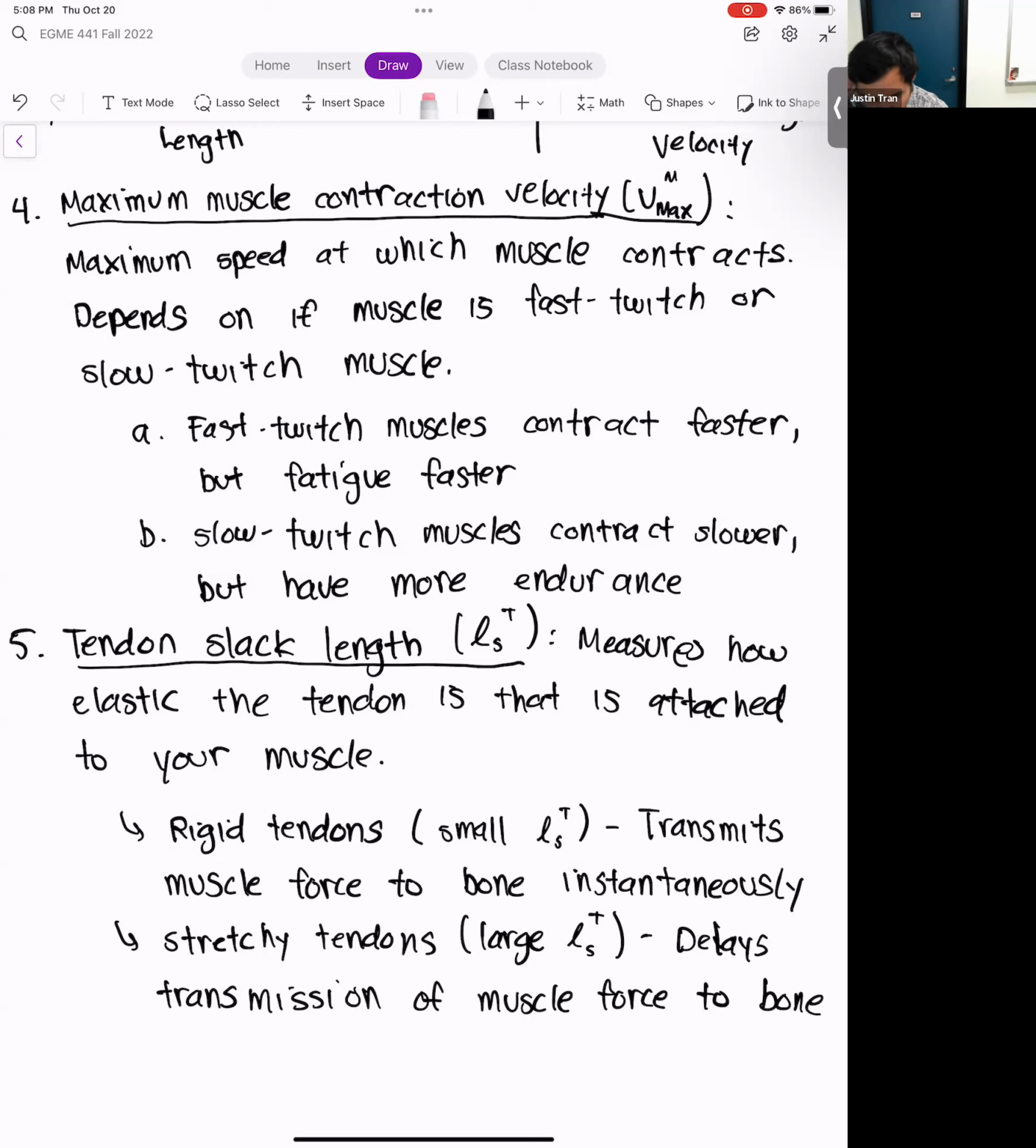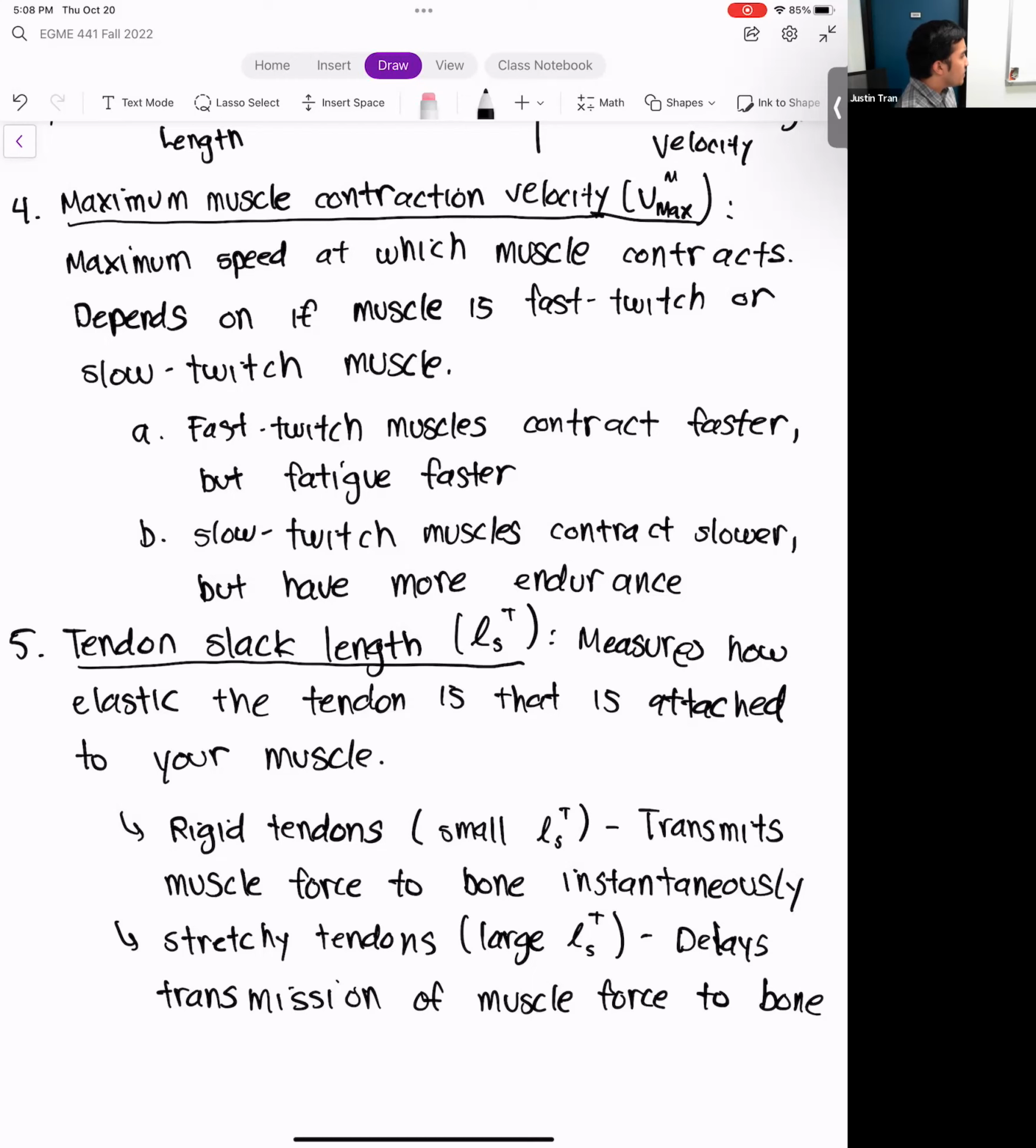Okay. And so what we can say is that it's going to delay the transmission of that muscle force to the bone. Okay. And so I think the best analogy that I can come up with for this is, imagine that you are trying to pull, let's just say, an office chair. Okay. So let's say that you have a rolling chair and you want to pull it. Okay. But you can't pull directly onto the office chair. And so there has to be something that attaches from your hand to the office chair. And that object that attaches you to the office chair is the tendon.